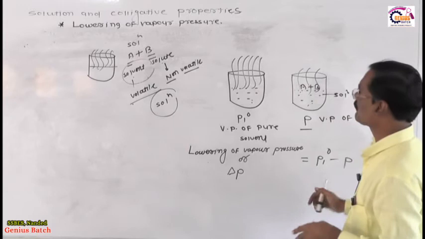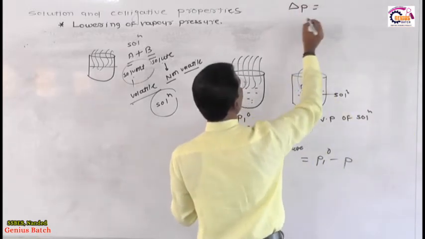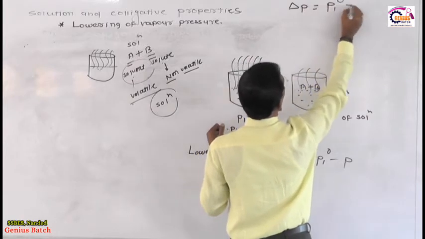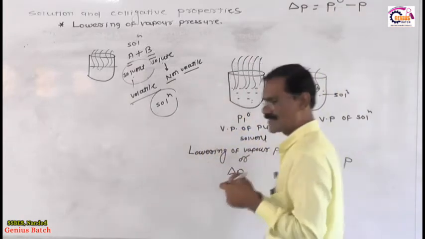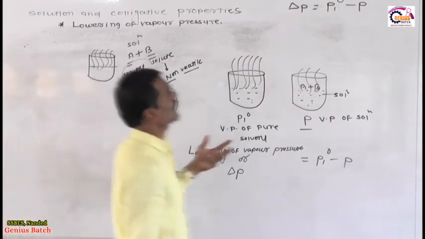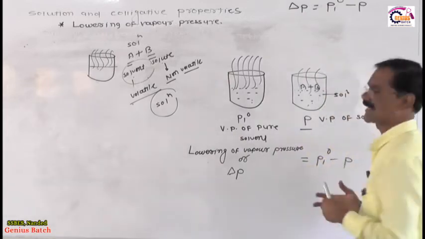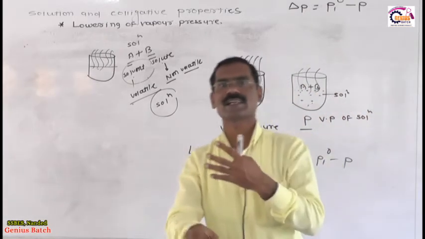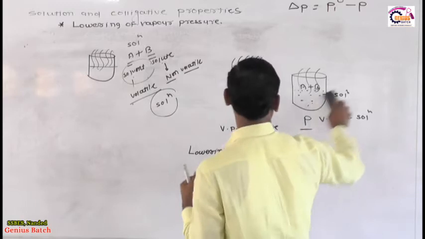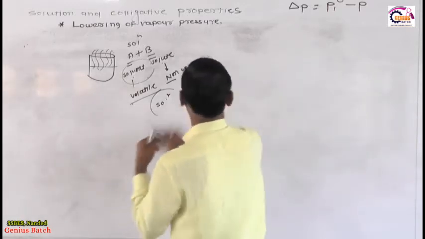Therefore, delta P, keep in your mind, is nothing but the lowering of vapor pressure, P10 minus P. What is P10? P10 means the vapor pressure of the pure solvent, and P indicates the vapor pressure of the solution, and delta P indicates the lowering of vapor pressure.